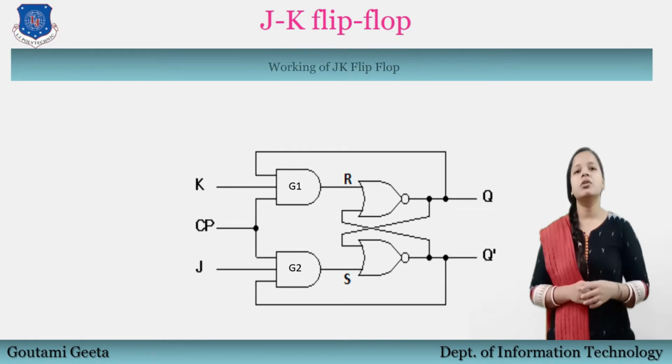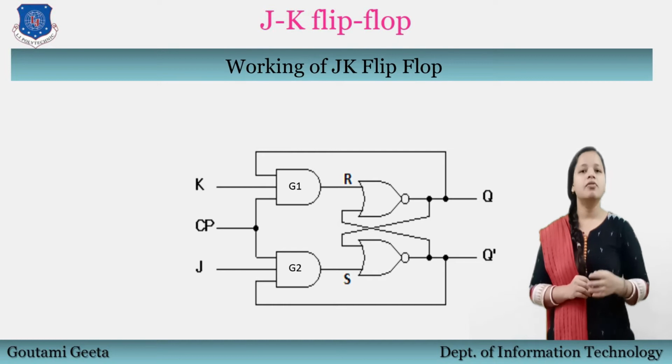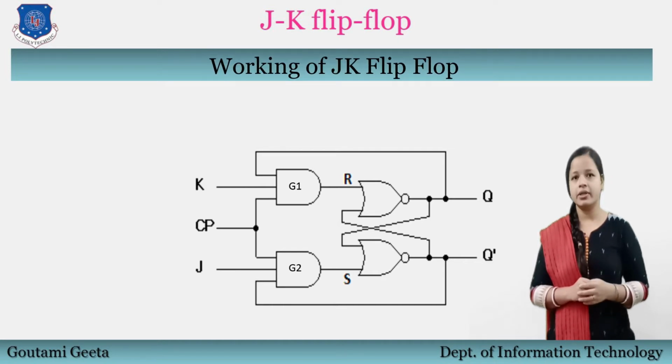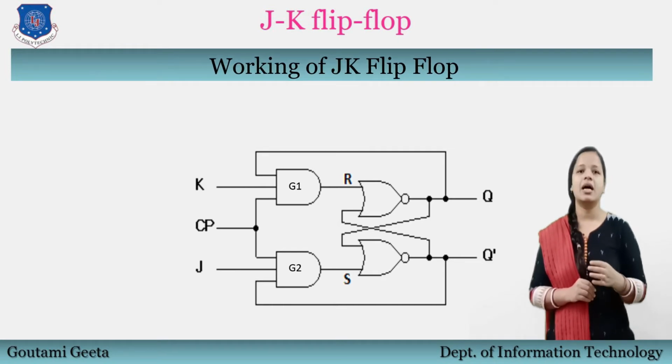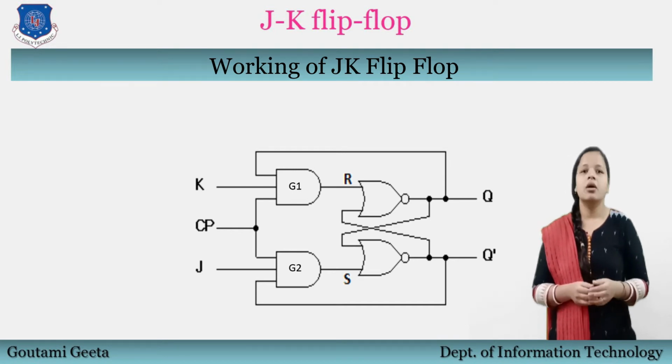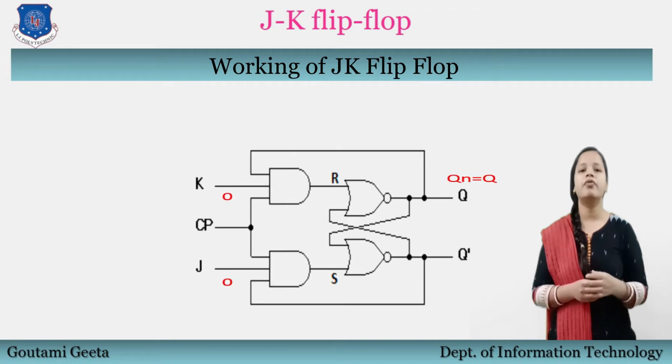Working or operation of this flip-flop. Since the flip-flop is positive level triggered, only when the clock pulse is high will the flip-flop be in working condition. When both the inputs are 0, the clock pulse has no effect on the output, and the output of the flip-flop is the same as its previous value. This is because when both J and K are 0, the outputs of the respective AND gates become 0.